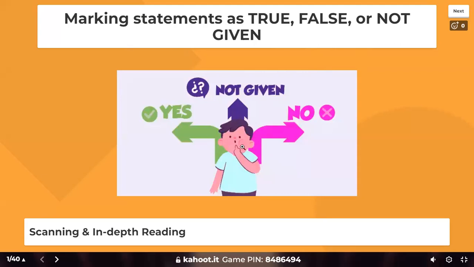Okay, so this is why here you can see the student, he is very confused and he doesn't know which answer he should choose. In order to do this type of activity, we're gonna make use of scanning and in-depth reading. Sometimes I say in-depth reading, sometimes intensive reading, sometimes focused reading, sometimes narrow reading. All these names mean the same concept, no difference between them. So do not get confused.